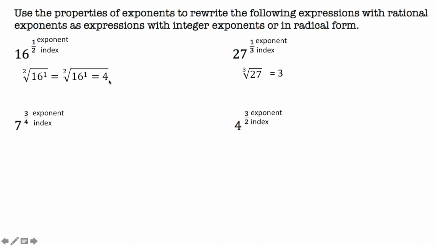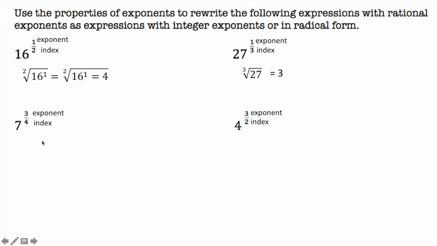So that's why this is equal to 4, because 4 times 4 is 16. And 3 times 3 times 3 is 27. So this little number tells you how many times you have to multiply this answer by in order to equal the radicand. The radicand is the number underneath this little house, or under the radical.